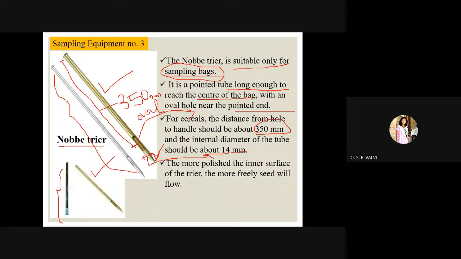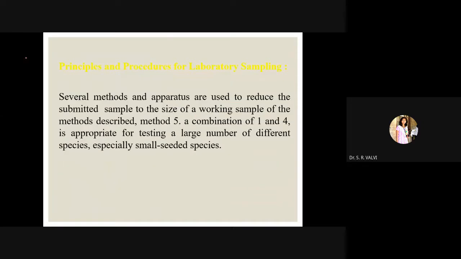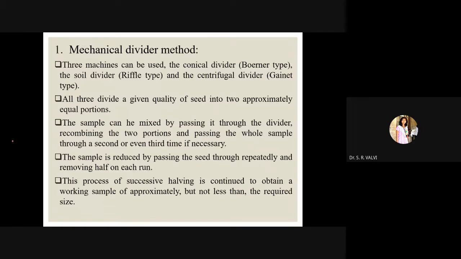The more polished the inner surface of the trier, the more freely the seeds will flow. So according to whether the inner area is polished or unpolished, the seeds will flow inside this knob trier. Now, principles and procedures for laboratory sampling. There are different kinds of procedures and methods. Let's begin with it. The first method is the mechanical divider method.